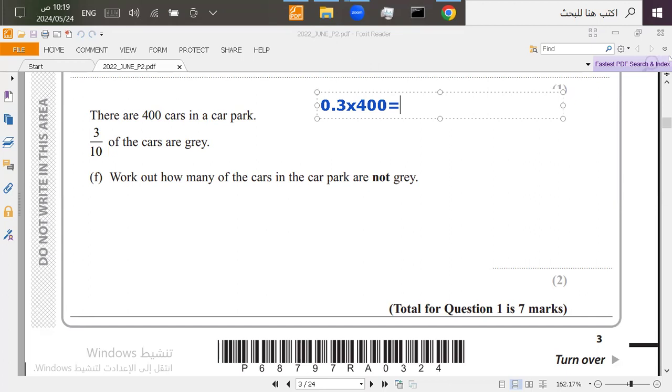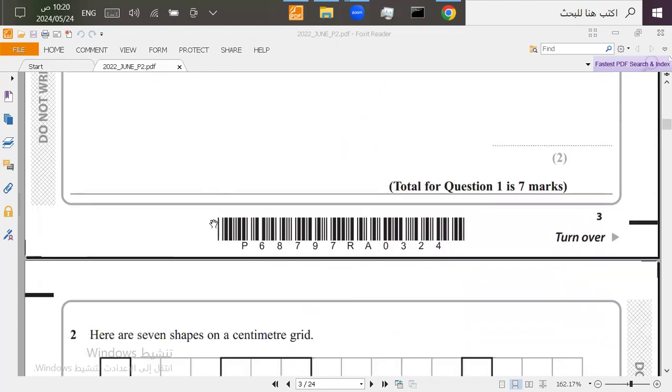So 400 times 0.3. So the gray cars are 120. Now I need the cars which are not gray, so I'm going to subtract it from 400. So 400 minus 120, and the answer is 280. So we have 280 cars which are not gray. So we multiply these and then subtract them from the total number of cars. Now let's move on to the next question.